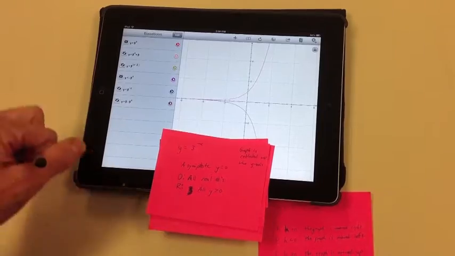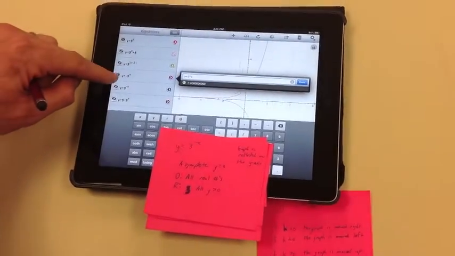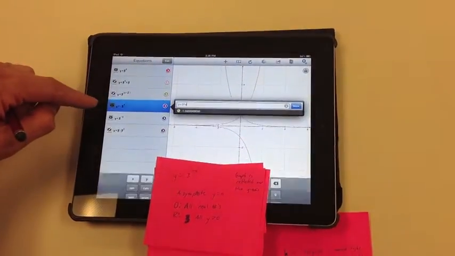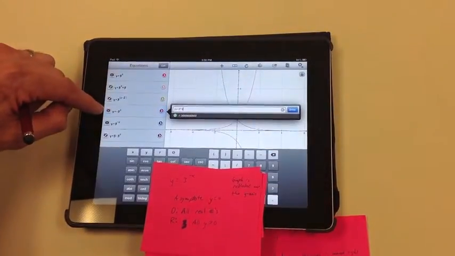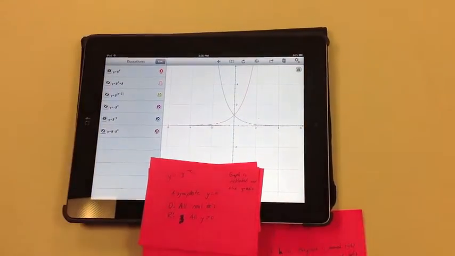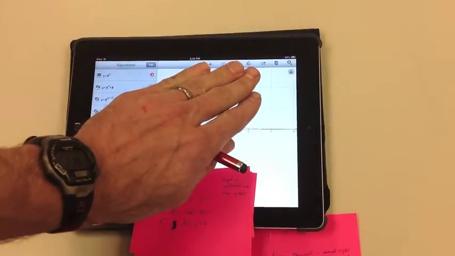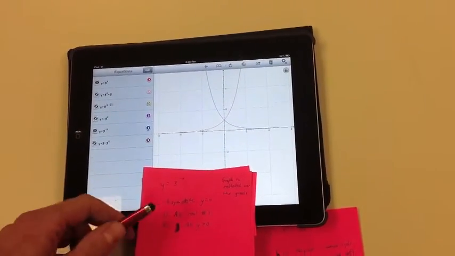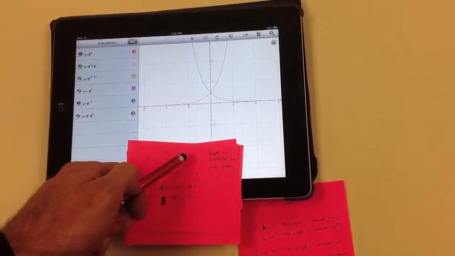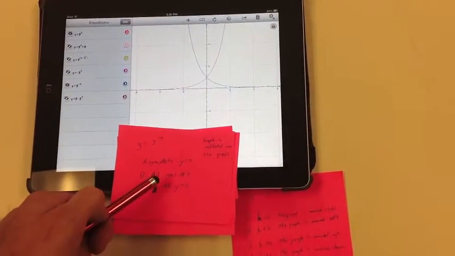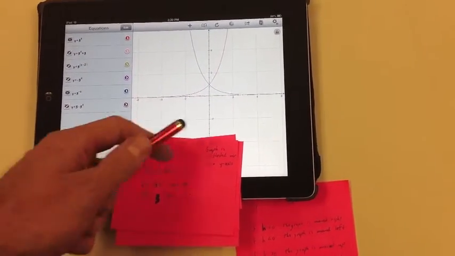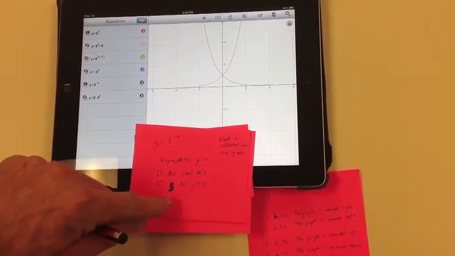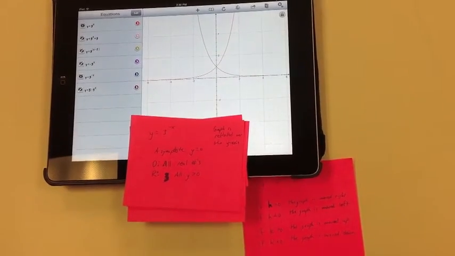Continuing on, y equals 3 to the -x. This graph is a graph that has been reflected over the y-axis. So I've taken the red graph, I reflect it over the y-axis, and I now get my blue graph. My asymptote is still y equals 0 because there's nothing added on the end. My domain is still all x values, all real numbers, because it goes to the left and to the right forever. And my range is still all y values greater than 0.